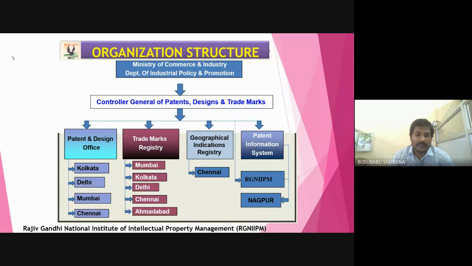Another one, the trademark registry offices are Mumbai, Kolkata, Delhi, Chennai and Ahmedabad. You know the geographical indication registry, like Tirupati Laddu, Lord Balaji Tirupati Laddu, Pondur Khadi, and the Jaipur items from Rajasthan, like Chennai. And the main thing is the patent information system. If any technical issues occur, the team in Nagpur maintains it. The entire process is maintained by an institution like the Rajiv Gandhi National Institute of Intellectual Property Management.